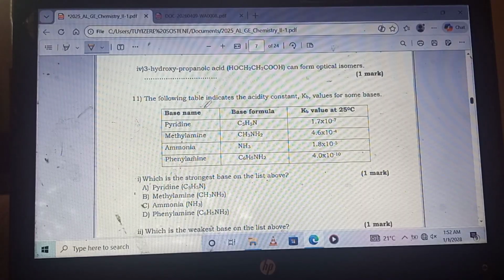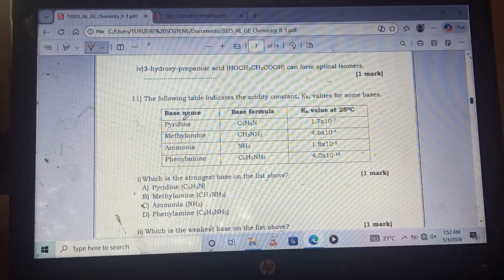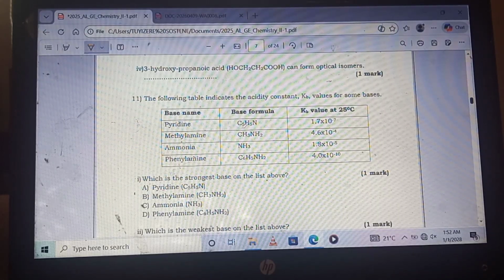Question 11. The following table indicates the base dissociation constant Kb for some bases. Base name, base formula, Kb value at 25 degrees Celsius. Pyridine, this is its formula, and its Kb. Methylamine, this is its formula, and this is its Kb. Ammonia, this is its formula, this is its Kb. Phenylamine, this is its formula, and this is its Kb.